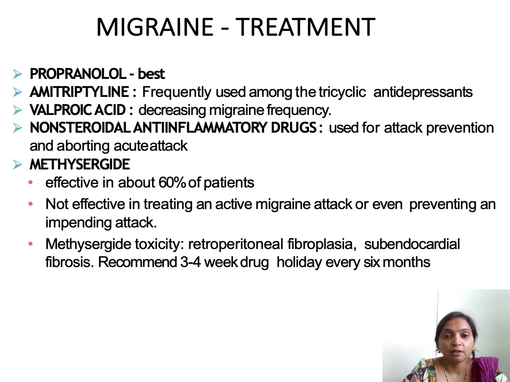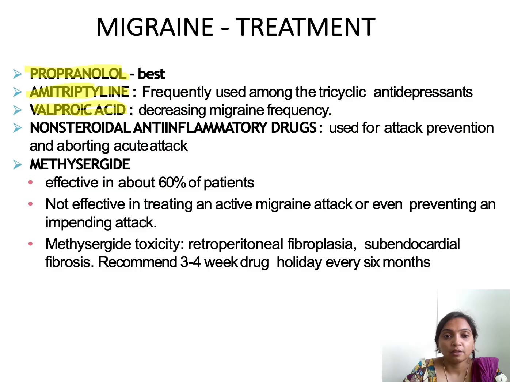So for the prophylaxis of migraine, these are the group of drugs which are available. The best prophylaxis is mainly produced by propranolol. Apart from this, amitriptyline, which is a tricyclic antidepressant, is also an effective drug, and valproic acid, they are known to decrease the frequency of migraine attacks.